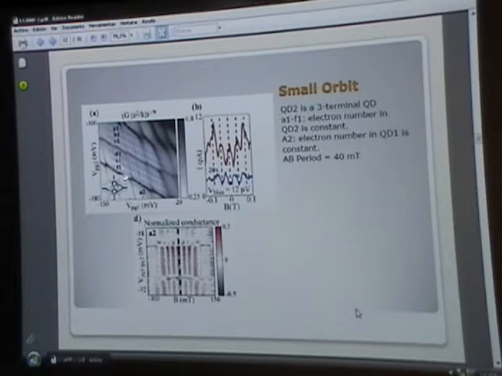In this case, the two quantum dots are not symmetrical. The device is asymmetrical for both, because, for example, one of the quantum dots, the upper quantum dot, has 2 terminals, while the lower quantum dot has 3 terminals. So the behavior should be different.